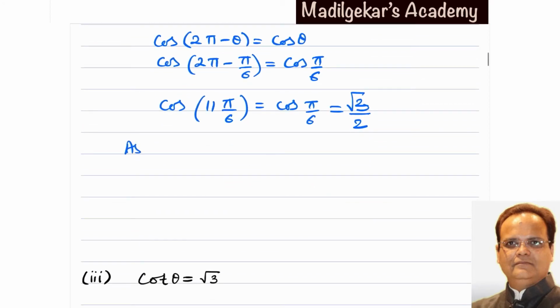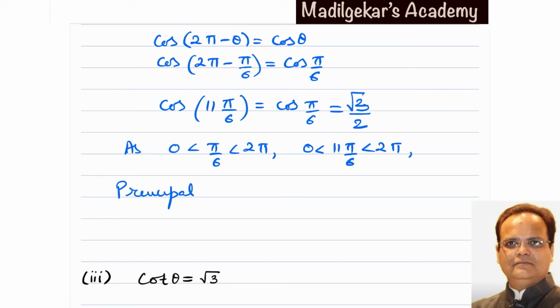And as both the angles pi by 6 and 11 pi by 6 lie in between 0 and 2 pi, the principal solutions are pi by 6 and 11 pi by 6.